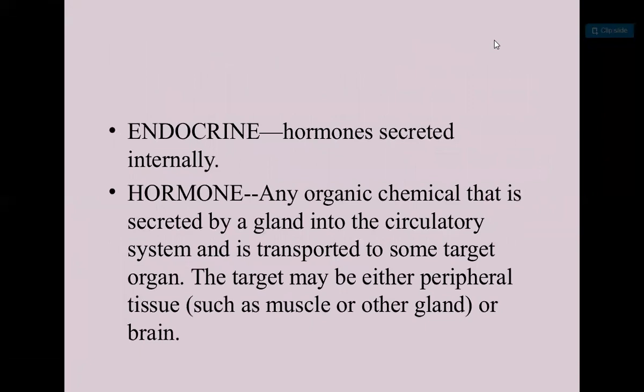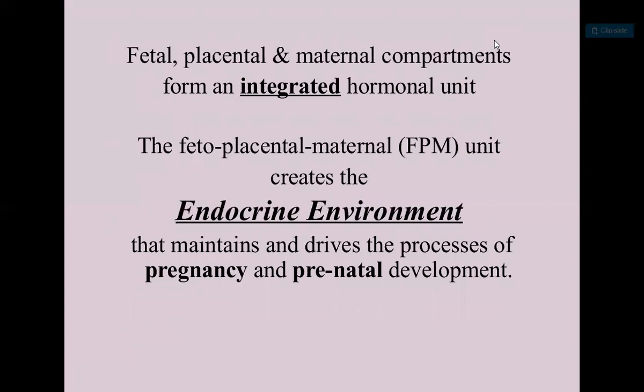But obviously, what we have known is that it also acts as an endocrine organ. Hormones are secreted internally. A hormone is any organic chemical that is secreted by a gland into the circulatory system and is transported to some target organ. The target may be either peripheral tissue such as muscle, or another gland, or the brain. But in this case, it is the fetal, placental and maternal compartments forming an integrated hormonal unit. The fetoplacental maternal unit creates the endocrine environment that maintains and drives the process of pregnancy and prenatal development. What is the meaning of prenatal? That is before birth.